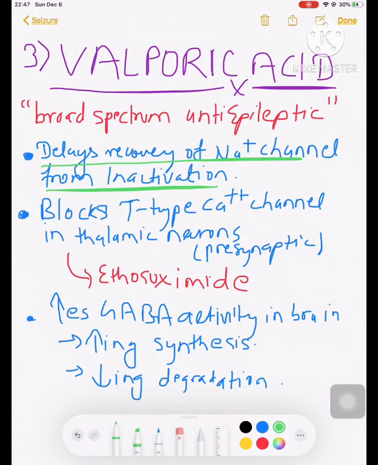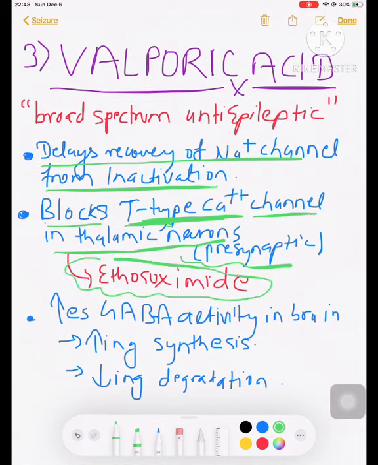The next important mechanism of action is that it blocks the T-type calcium channel. Remember the T-type calcium channels in thalamic neurons, mainly in the presynaptic area. The thalamus is a sensory motor relay area. So valproic acid and ethosuximide block this T-type calcium channel in the thalamus. These drugs are used in the treatment of absence seizure, mainly ethosuximide.